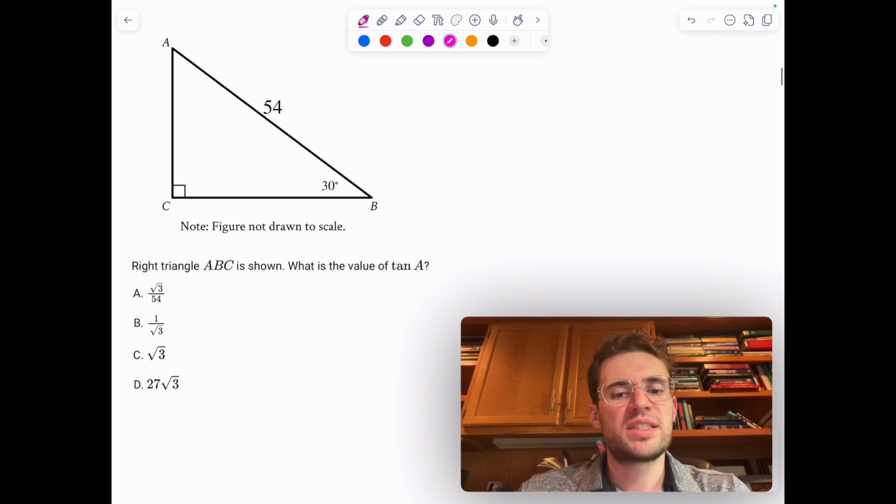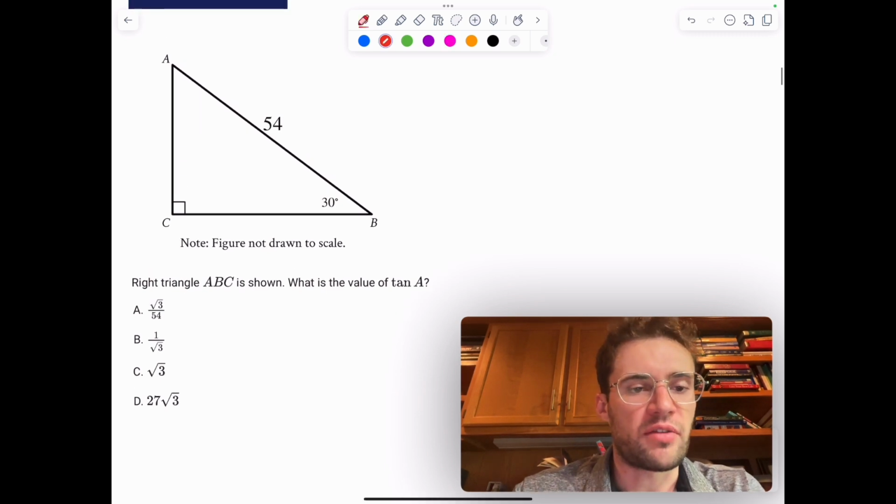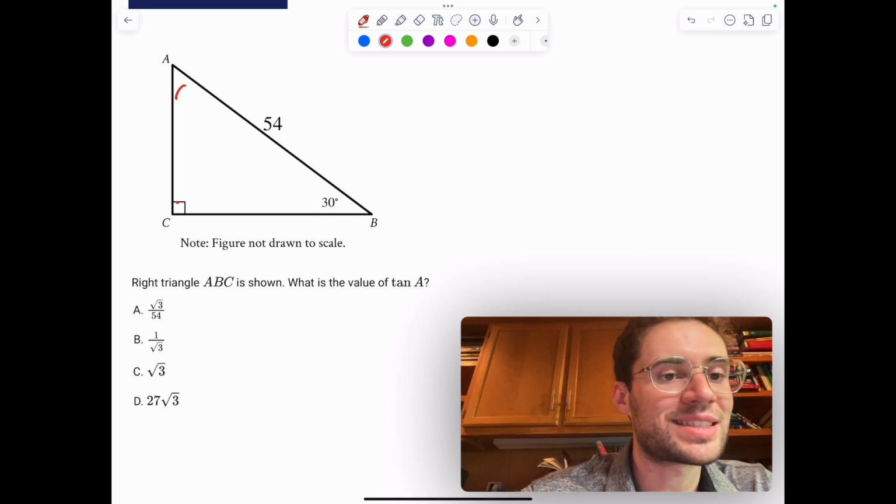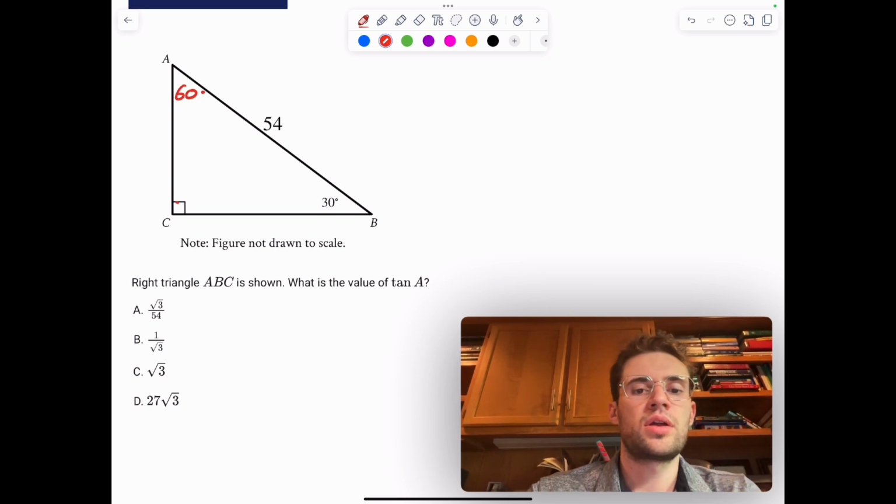All right, right triangle ABC is shown. What is the value of tangent of A? We know it's a right triangle, so this is a right angle, this is 30. All of the angles have to add up to 180, so it's going to be a 30, 60, 90 triangle. 30 plus 60 makes 90, 90 plus 90 makes 180.